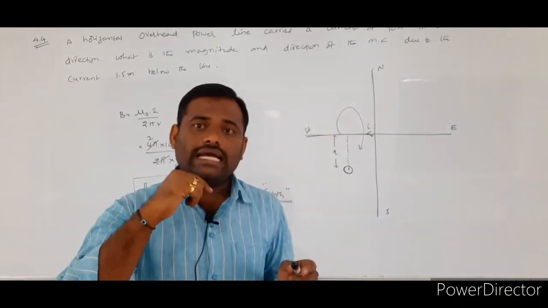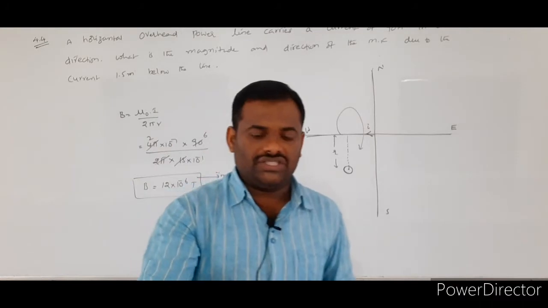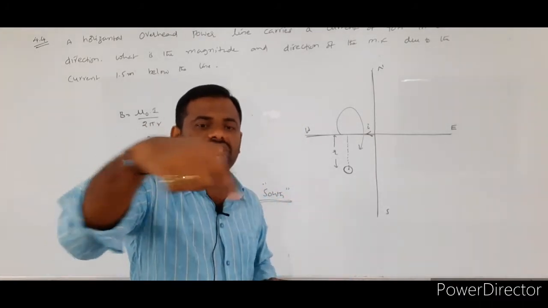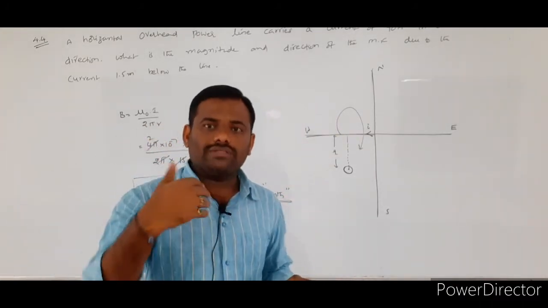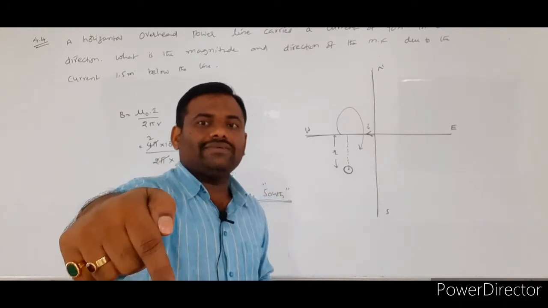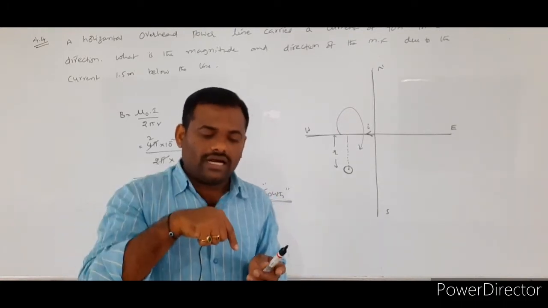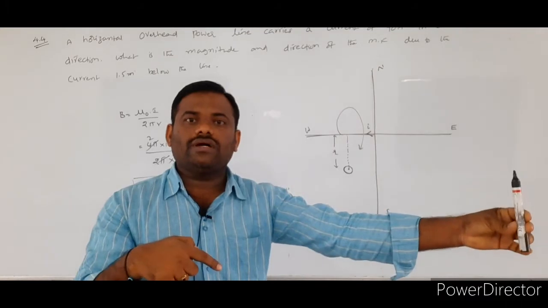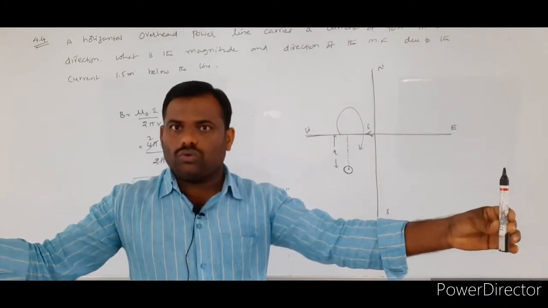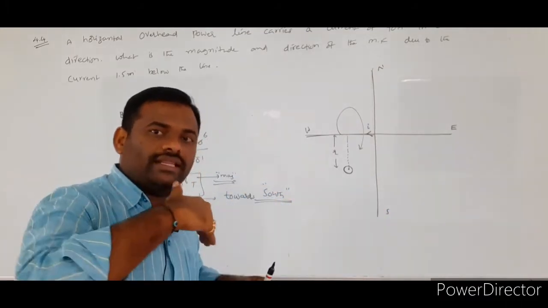Whatever the current carrying conductor, according to your imagination, either you assume it in this direction or in this direction. Suppose I assume this point is east, this point is west, this point is north, and this point is south. So current is flowing in this direction.